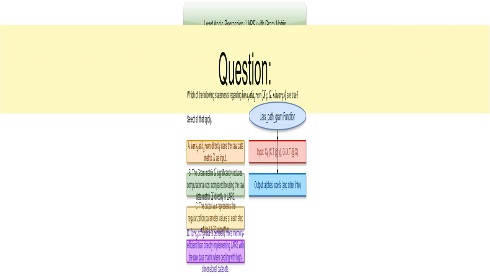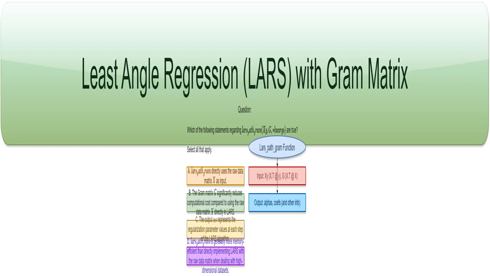This question asks you to evaluate statements about the least angle regression, LARS, algorithm, specifically the lars_path_gram function in scikit-learn. We'll examine each statement to see if it's a correct description of how the function works. This is the core topic. We are using LARS, a regression technique, but with a clever twist.